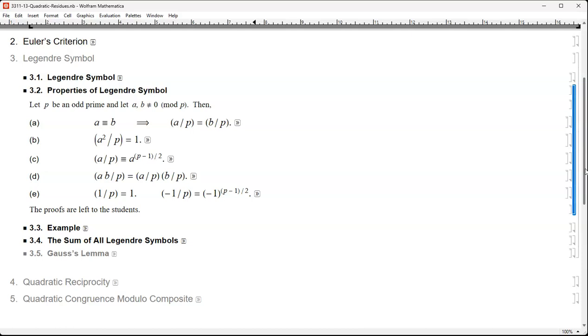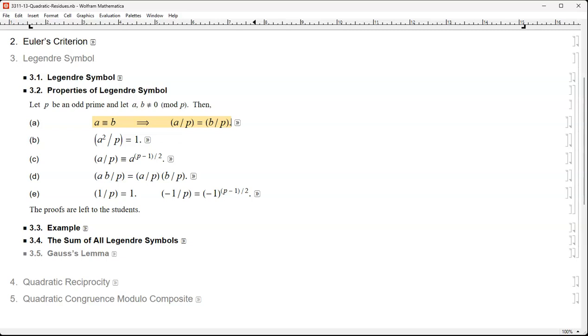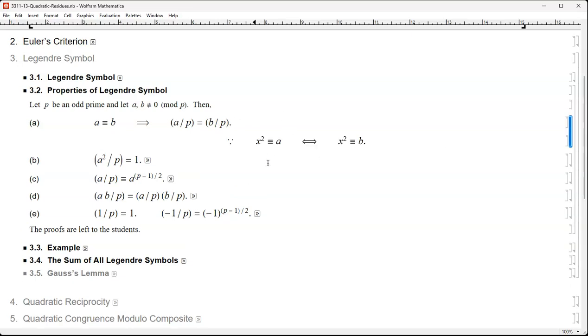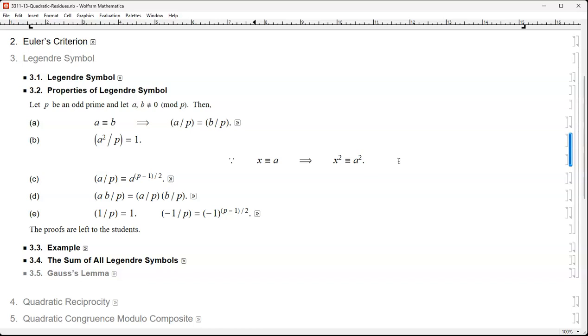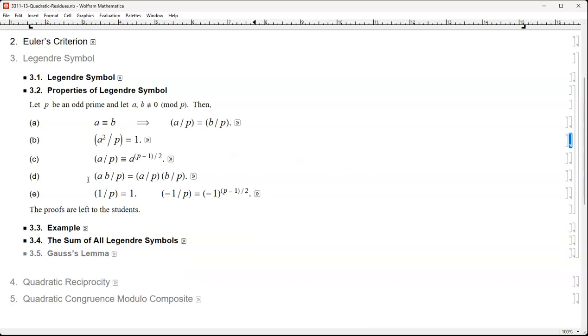But before that, let's talk about some properties here. First, if a and b are congruent, then (a over p) and (b over p) are the same, and that's pretty clear because if a is a quadratic residue, then so is b and vice versa. Second, (a squared over p) is always 1 because a square number is always a quadratic residue. And here, just Euler criterion, a to the (p minus 1) over 2 power.